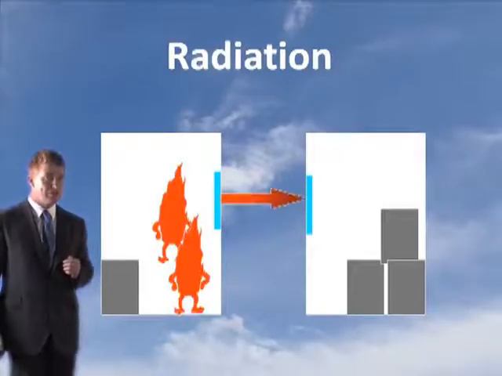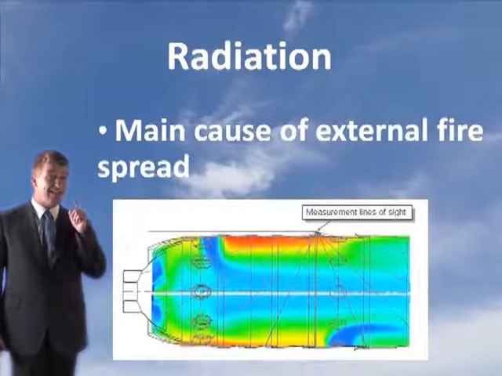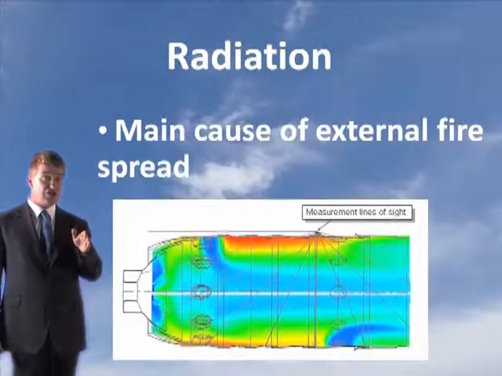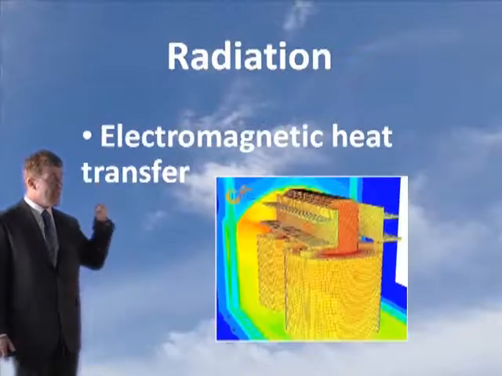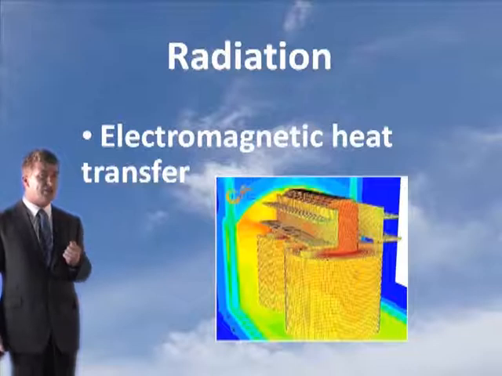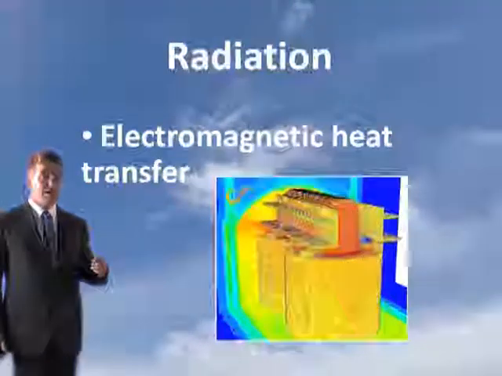The next mode of heat transfer I'm going to cover is radiation. Now, radiation is the main cause of external fire spread. Not internal, external fire spread. It can be described as electromagnetic heat transfer, and it's basically infrared radiation. It travels in straight lines. Radiated heat travels in straight lines.